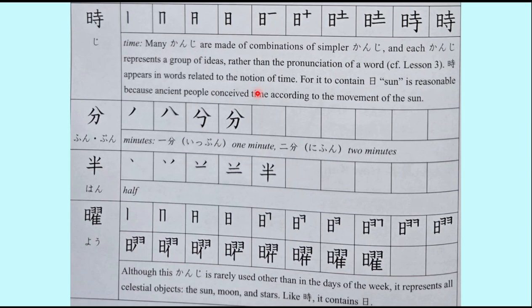For it to contain sun is reasonable because ancient people conceived time according to the movement of the sun. So what it means is that you can see the symbol of sun here. So that means this symbol somehow is related to sun, and that's why it gives the meaning of time, because, as they say, ancient people conceived time according to the movement of the sun by looking at the shadows and so on. So now how to draw this character.